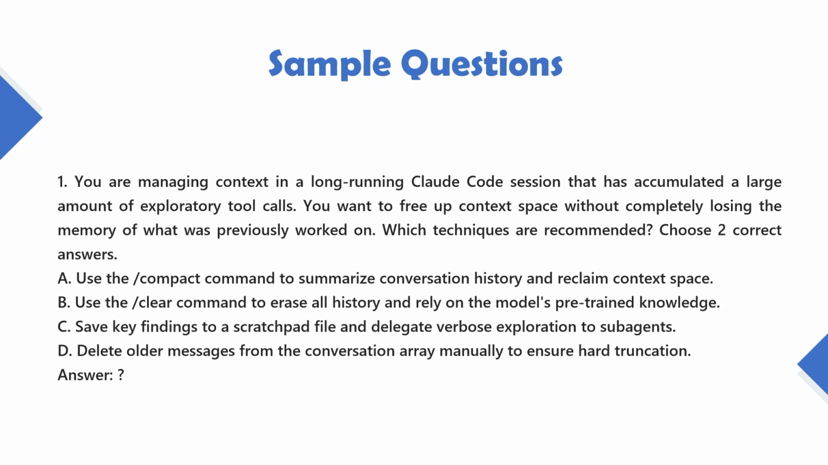A. Use the compact command to summarize conversation history and reclaim context space. B. Use the clear command to erase all history and rely on the model's pre-trained knowledge. C. Save key findings to a scratchpad file and delegate verbose exploration to subagents. D. Delete older messages from the conversation array manually to ensure hard truncation.